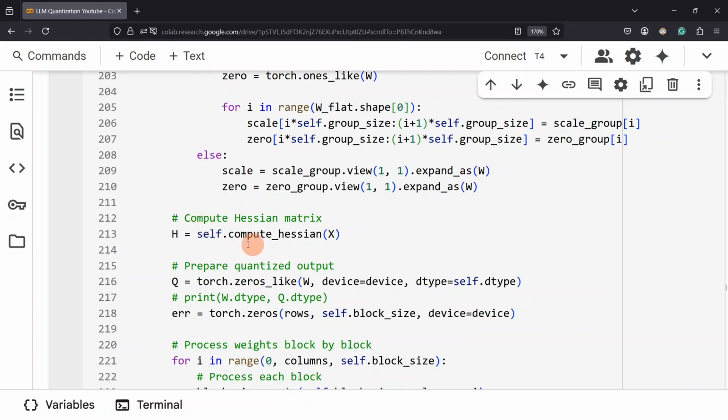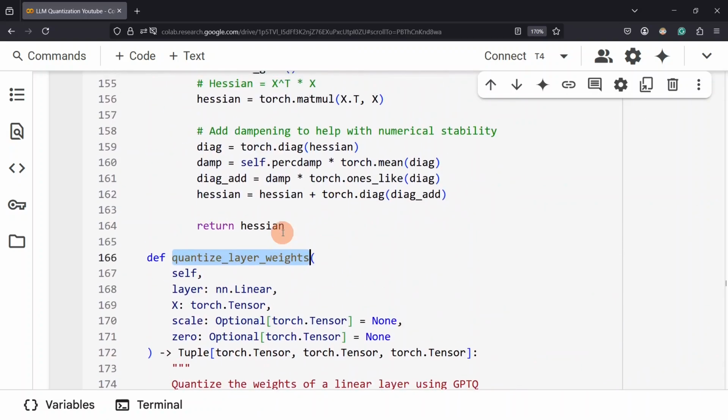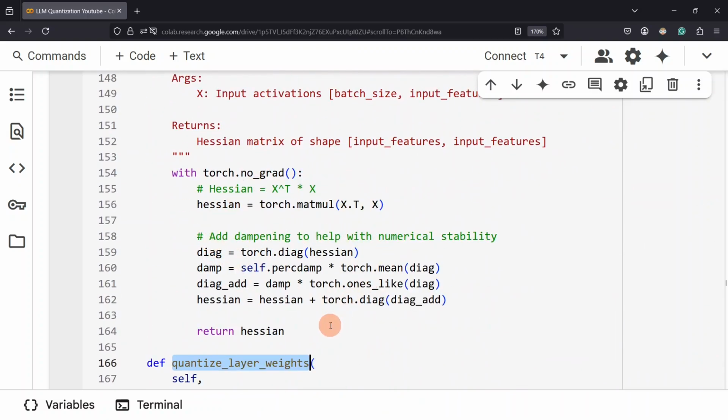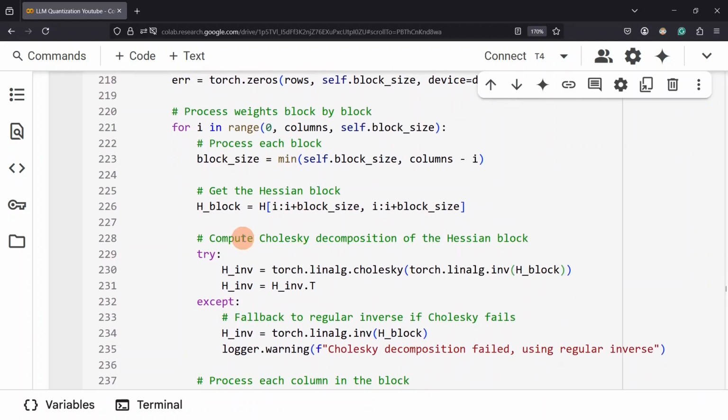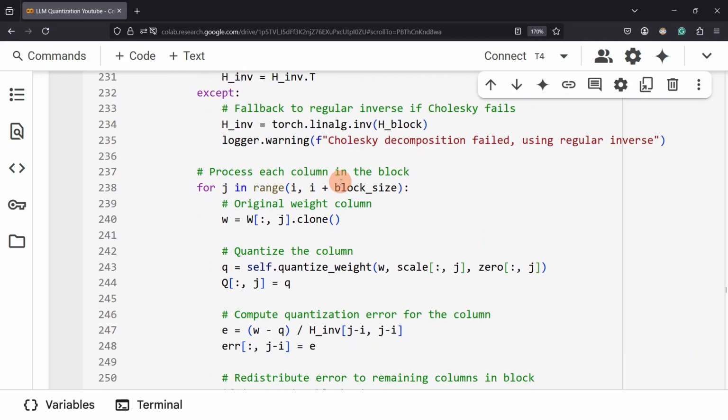We compute the Hessian matrix, which can be calculated like this. So process weights block by block. For each block, we do the Cholesky decomposition for the Hessian block. Then for each column in the block, we perform the quantization based on the current scale and the zero.